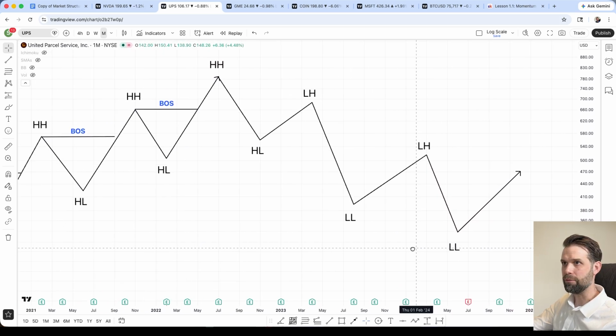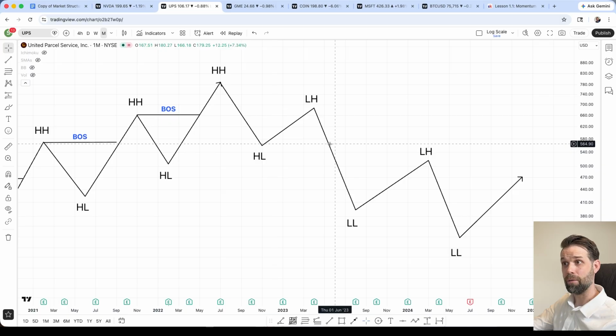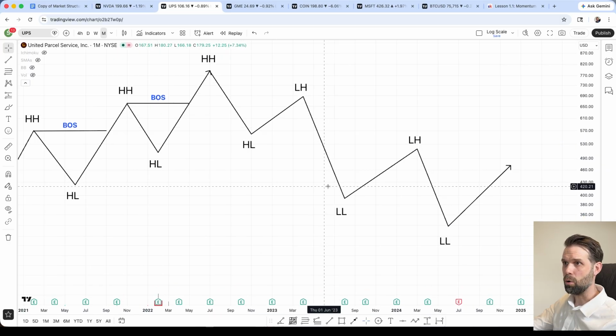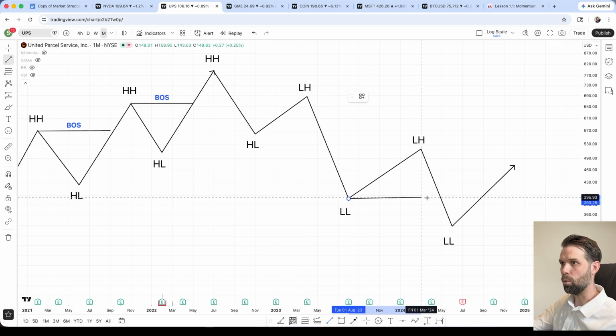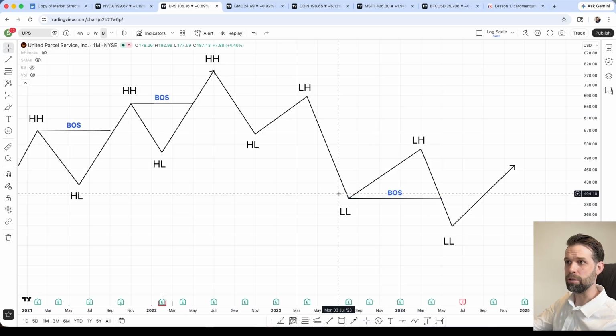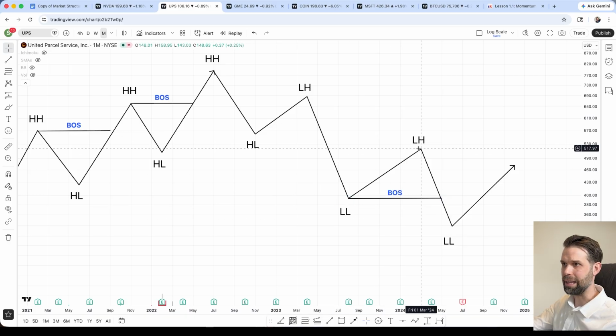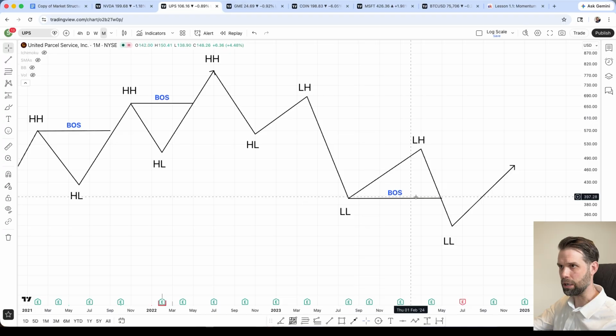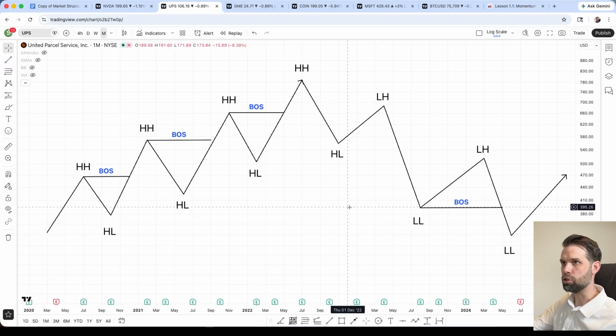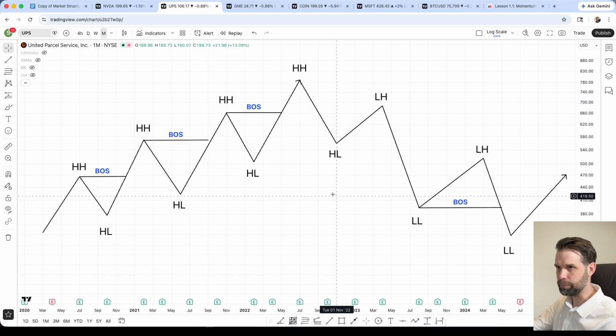Now we can also have breaks of structure to the downside. When we have a lower low here and a lower high, and then right here we start closing candles below a previous low in a downtrend, that is trend continuation. That's a break of structure to the downside. So a break of structure is trend continuation.